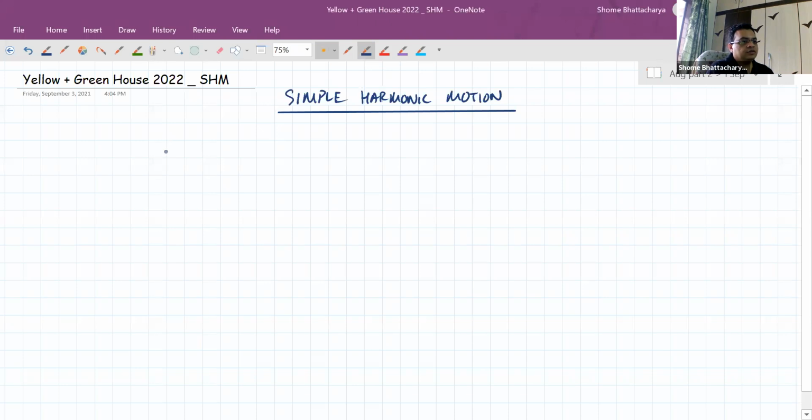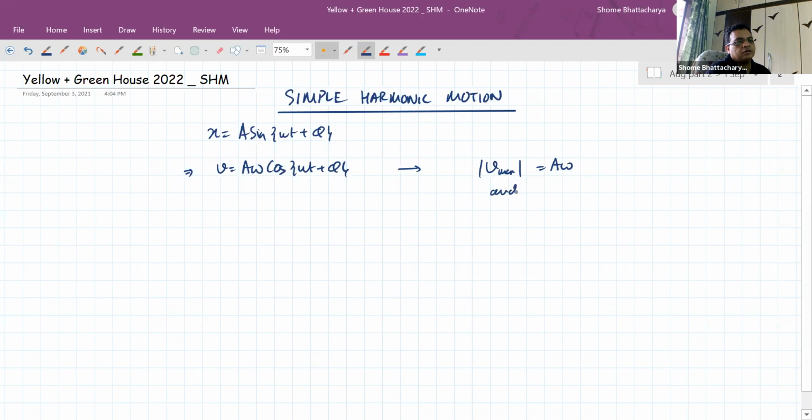We saw that if the general equation of SHM, the position or displacement with respect to mean position, is given by x = a sin(ωt + φ), then accordingly the instantaneous velocity is given by aω cos(ωt + φ). So from this we saw that the maximum speed is aω and v is at π/2 phase difference with respect to x.